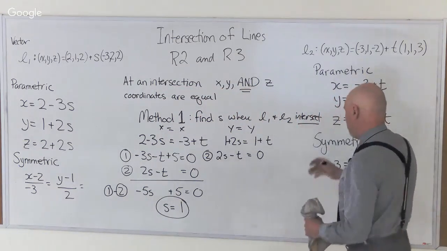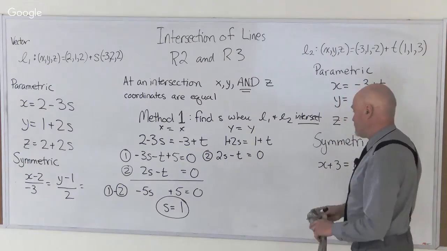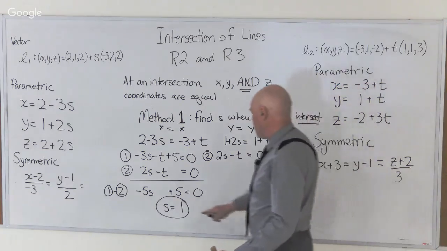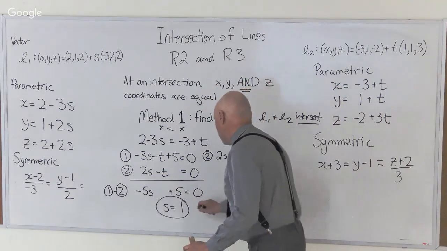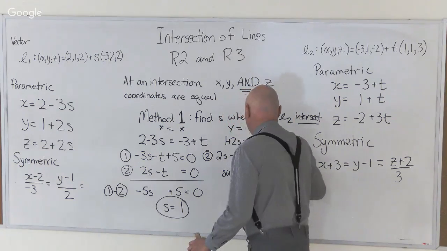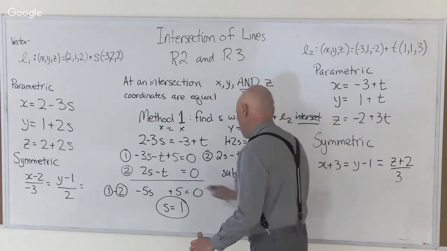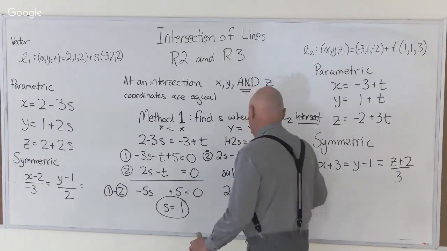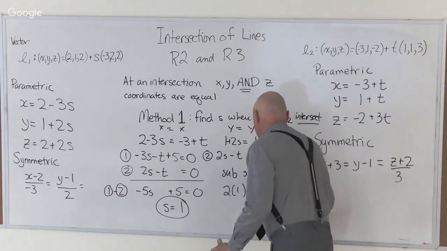Okay. How am I going to find out what my value of t is? You're subbing back in. I'm going to substitute it back in. Yeah, that's right. And so I'm going to sub s equals 1 into 2. Okay. So 2 times 1 minus t is equal to 0. So t is equal to 2.